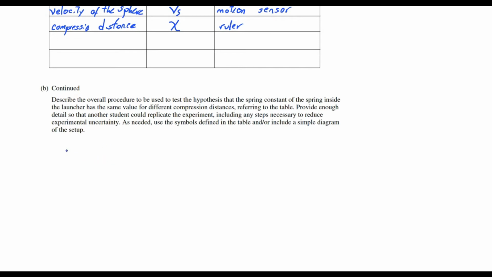Okay, step number 1. We need to measure the mass of the sphere using a triple beam balance.